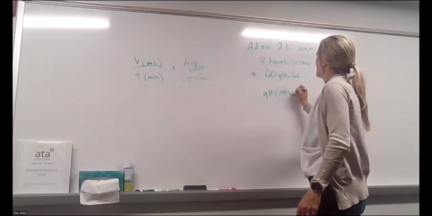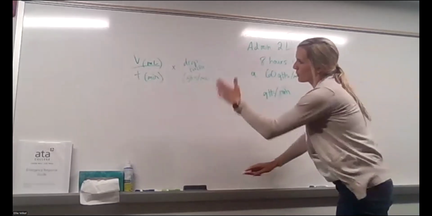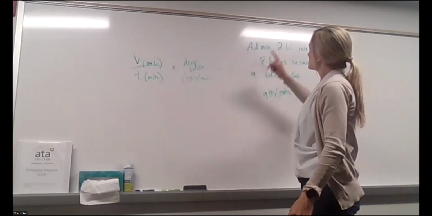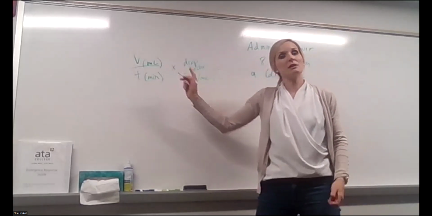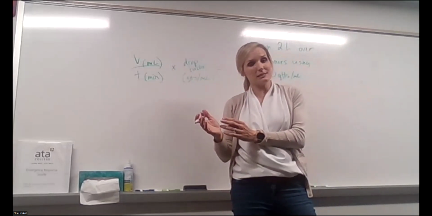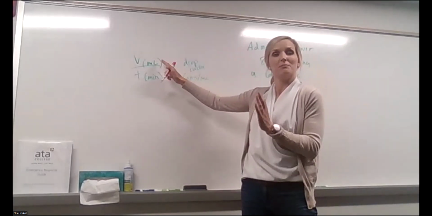Drops per minute. Here's what we need to make sure of before we plug this into our formula. Since our volume is given to us as 2 liters, remember we need it to be in milliliters. So that's going back to our metric conversions. Liters is one of our bases, and we're trying to convert it to milli. We need to convert it to milliliters.